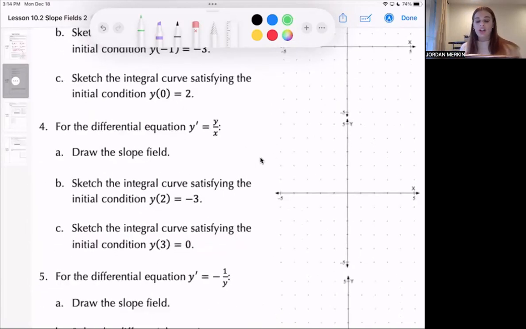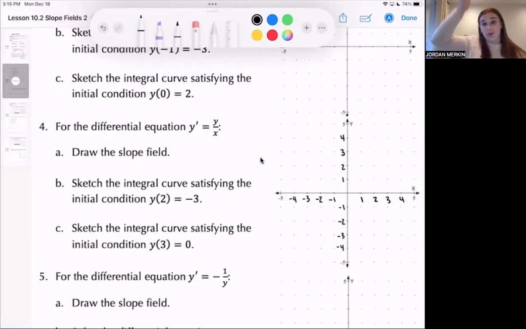So for the differential equation, y prime is equal to y over x, we're going to go ahead and sketch in the slope field. So I'm going to draw in those extra numbers. I just like to do this, especially for videos, so it's a little more clear where I'm going. Okay, so we have y prime is equal to y over x. Now, keep in mind, anywhere that x is 0, which is anywhere on your y-axis, is where the slope is actually going to be undefined. So be really careful about that.